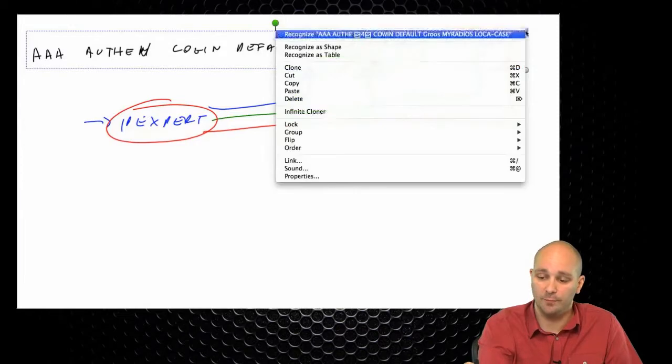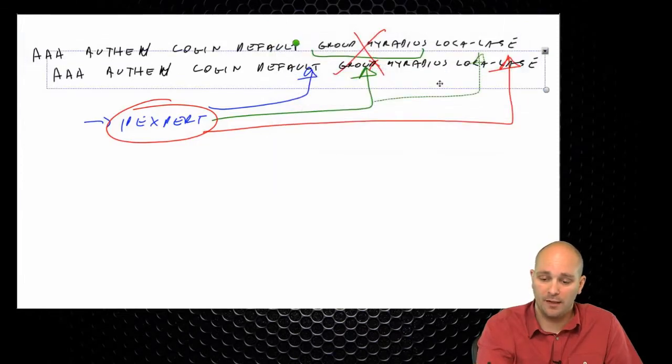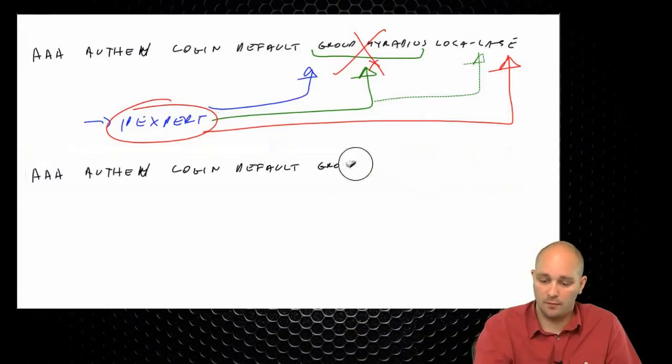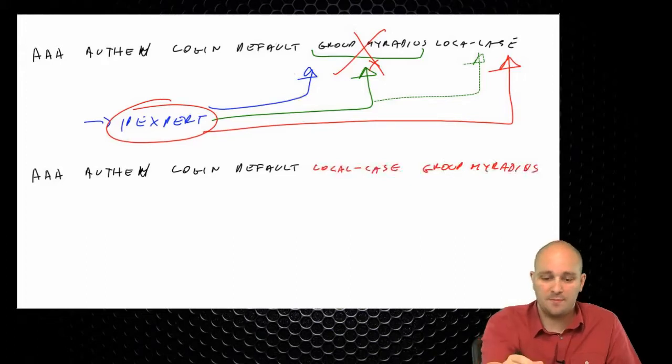What I need to do here is I need to first say local case and then group myRadius. Now let me explain how that works.